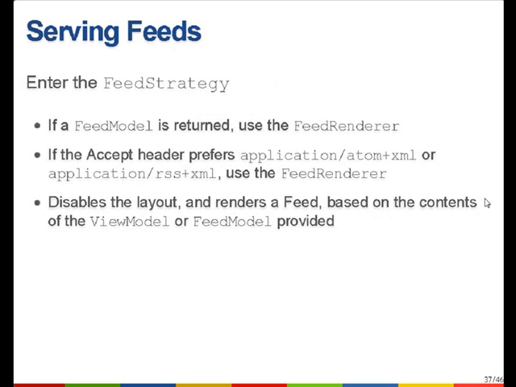Now, serving feeds is pretty much the exact same thing as serving JSON. Again, if the feed strategy is registered and you return a feed model, we'll select the feed renderer. And then if the accept header prefers either application/atom+xml or application/rss+xml, it's going to use the feed renderer as well. Just like the JSON renderer, it disables the layout, and it renders the feed based on the contents of the view model or the feed model provided. It's a little more complex than that. The feed model actually can compose a Zend Feed Writer feed object, or it can generate one based on the variables that you've assigned, and it will use the feed factory at that point.